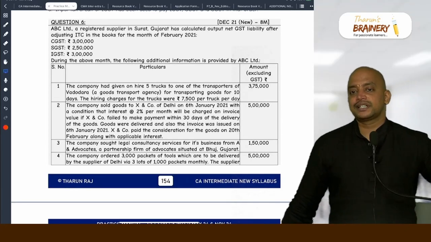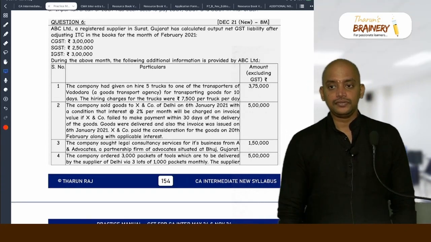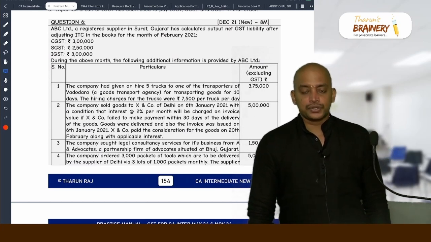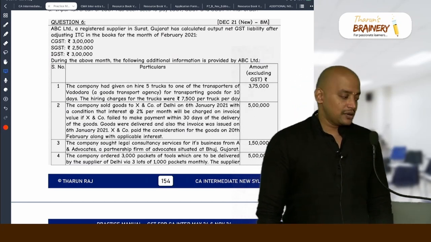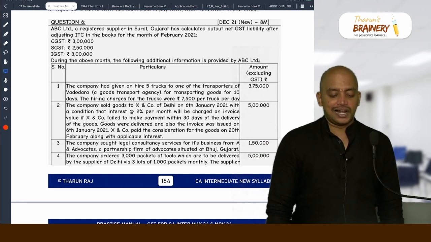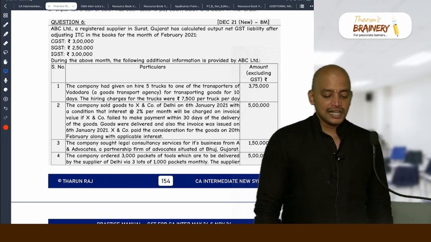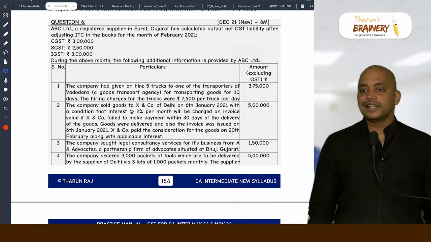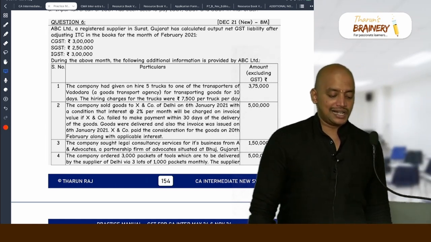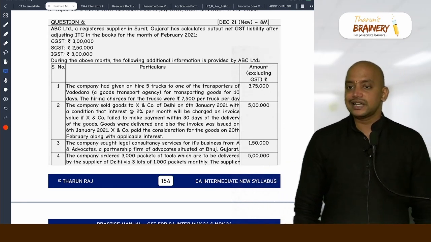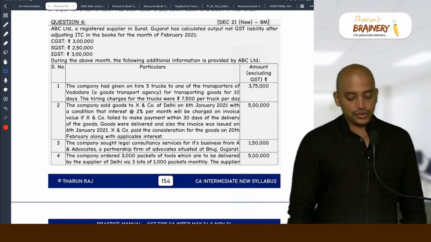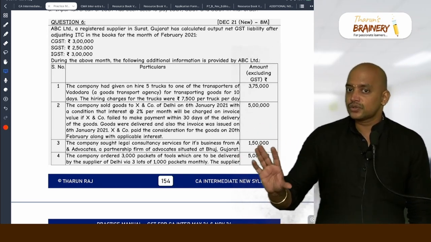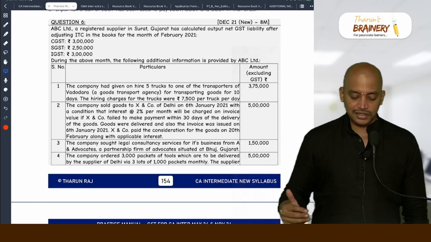So see this question number 6. ABC Limited, a registered supplier in Surat, Gujarat, has calculated output net GST liability after adjusting ITC in the books for the month of February 2021. So already they calculated liability. How much is their liability that got calculated? CGST 3 lakhs, SGST 2,50,000, IGST. So this is their liability so far. So far they computed.